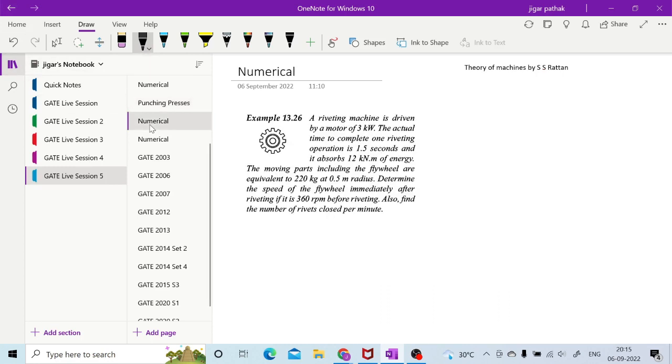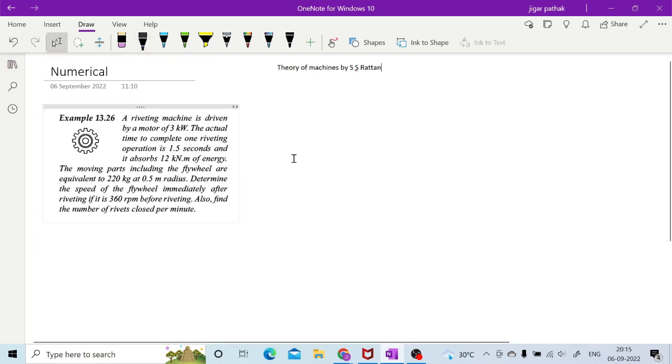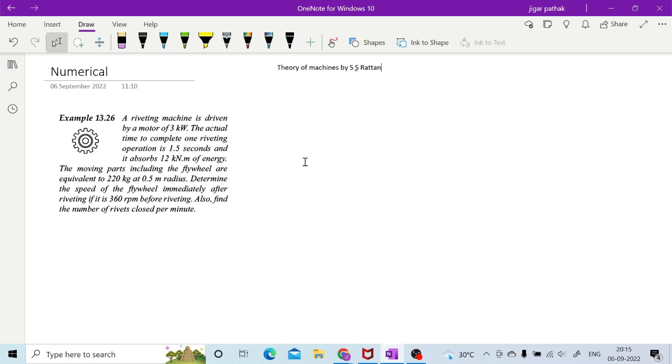So let us go for another numerical for this riveting. Here a riveting machine is driven by a motor of 3 kW. The actual time to complete one riveting operation is 1.5 seconds, and it absorbs 12 kilonewton meter of energy. Now the moving parts including the flywheel are equivalent to 220 kg at 0.5 meter radius. Determine the speed of the flywheel immediately after riveting if it is 360 rpm before riveting. Also find the number of rivets closed per minute.